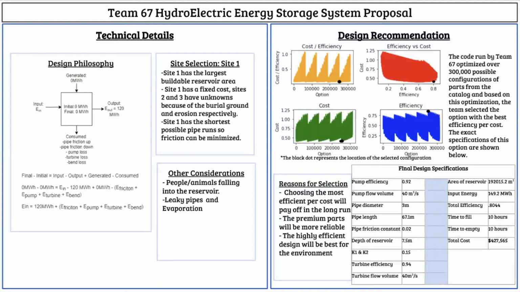Thus, the only factors that Team 67 were concerned with were the factors that would consume energy and how much energy would have to go into the system to produce the desired output of 120 megawatt hours. In a perfect system, the energy in would equal the energy out, and the system would be 100% efficient. However, such a system in reality is impossible, so the team needed to consider effects that would cause the energy to be consumed by the system, such as turbine and pump efficiencies, pipe friction, and pipe bend loss.